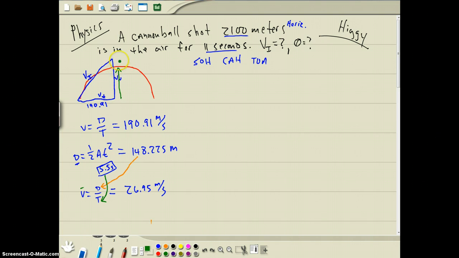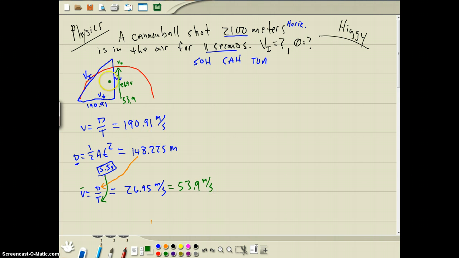Well, we know that this velocity right here is going to be an average, because up here the velocity is 0 and down here is when it's the fastest. Well, this velocity here is an average, so it's going to be in the middle, 26.95, and so we have to double it to get 53.9. Yeah, so when we double 26.95, we get 53.9, because when we take 53.9 and 0 and find the average, we get that. So that's how we get our vertical velocity.